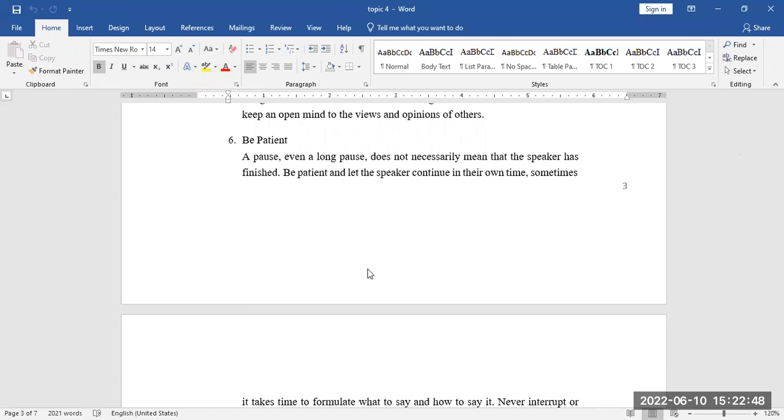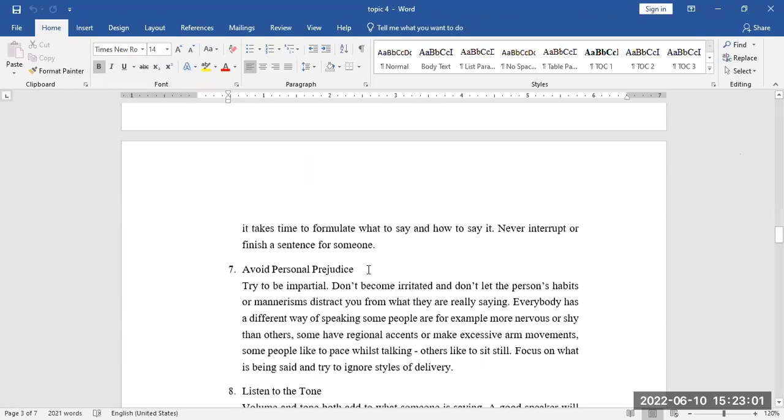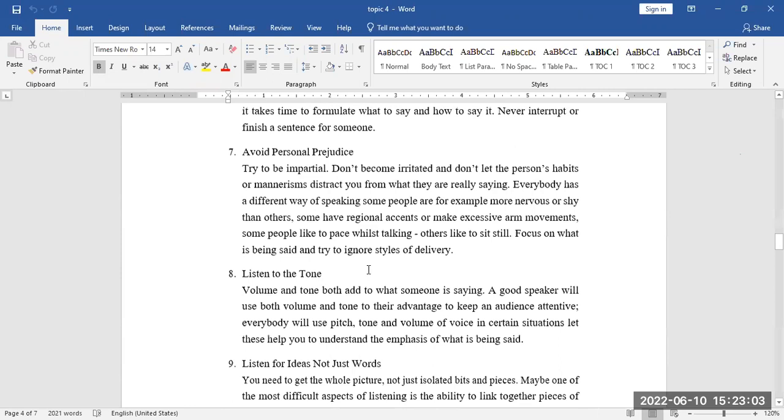But others will start doing what? They will start forcing you. Can you get to the point? Get to the point. I don't have all the day, or I don't have all the time. That is very wrong. So avoid also personal prejudice.